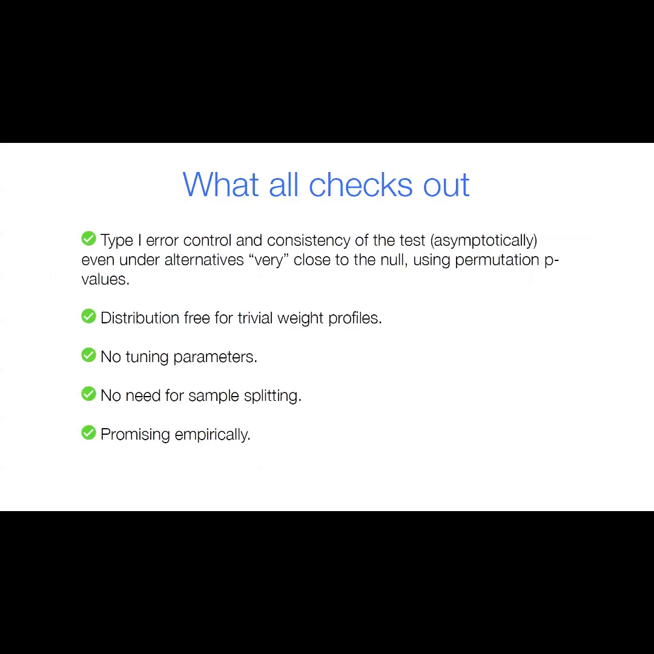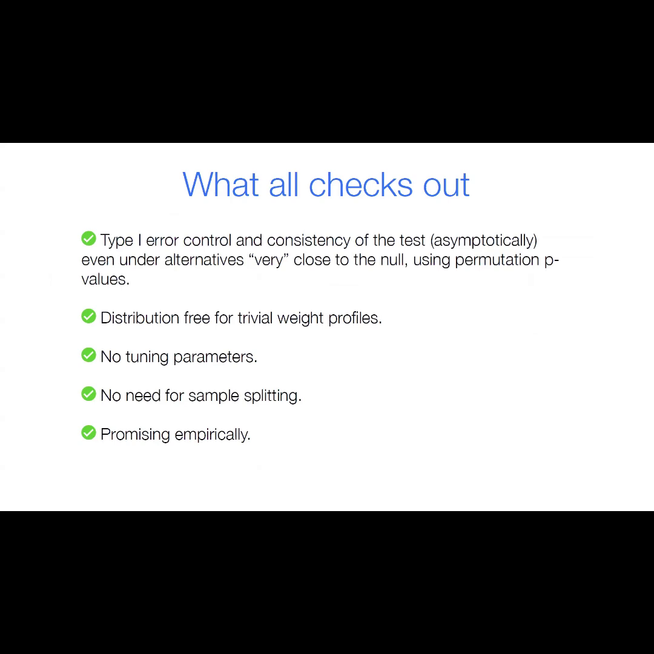Okay, so just quickly summarizing, what all checks out is that we are providing a test that has type 1 error control, and even under alternatives that are very close to the null, and using the permutation p-values. So we have worked out all those guarantees, and we discovered that these are distribution free for trivial weight profiles.